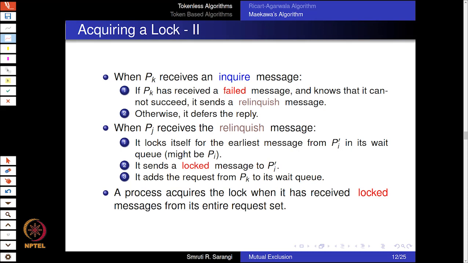So when does the process acquire the lock? It acquires the lock when it has received locked messages from its entire request set. And why is this algorithm correct? The reason is that one process can never lock itself for two other processes. Given that two request sets will always have at least one intersecting process, and that intersecting process cannot commit to both, it is not possible for two processes to acquire the lock and essentially break mutual exclusion. Mutual exclusion is essentially the long form for mutex. So it is not possible for this to happen.